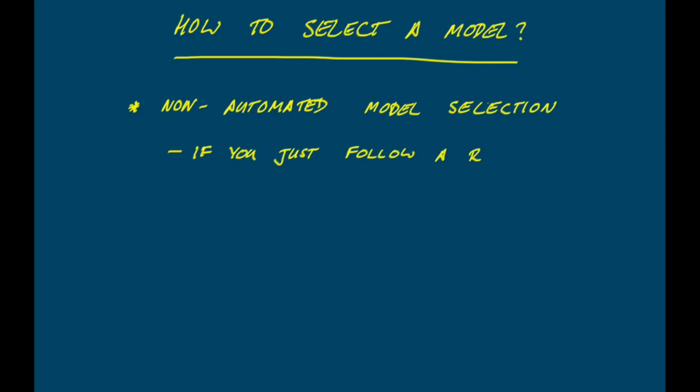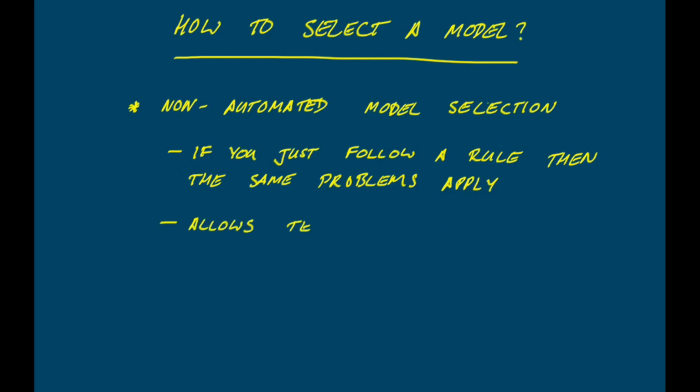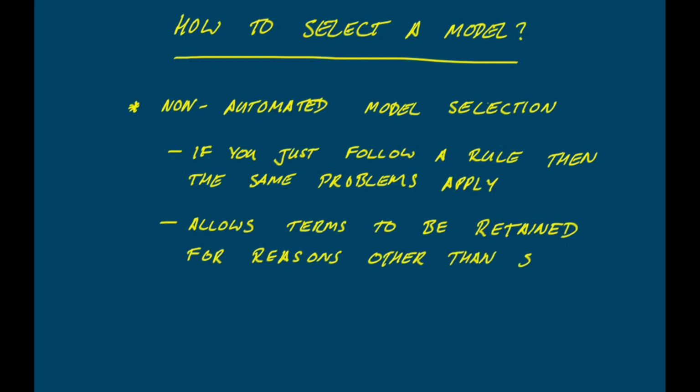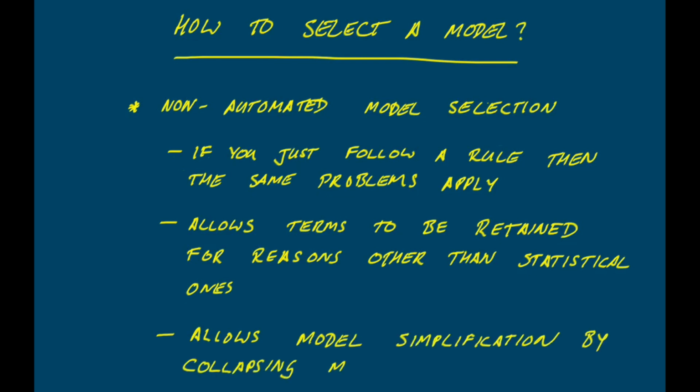If you just follow a rule when you're doing non-automated model selection, then you're basically doing the same as a computer algorithm and the same problems apply. But if you don't just follow a rule, if you think about what you're doing and why you want particular terms in your model, then you can retain terms in your model for reasons other than statistical significance, and we'll talk about that in a second. And you can simplify your model by collapsing levels of factors that aren't different from each other, giving you a simpler factor. And again, I'll explain what that means in just a second.